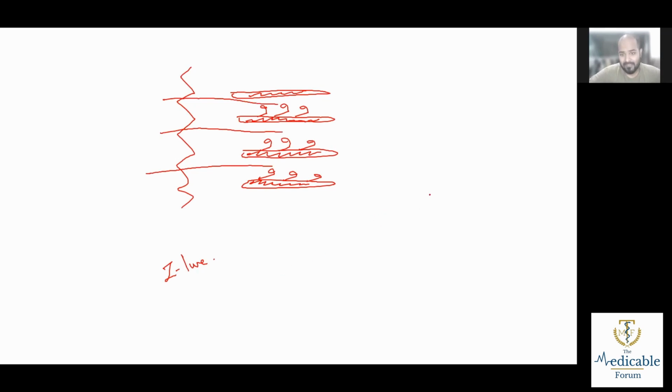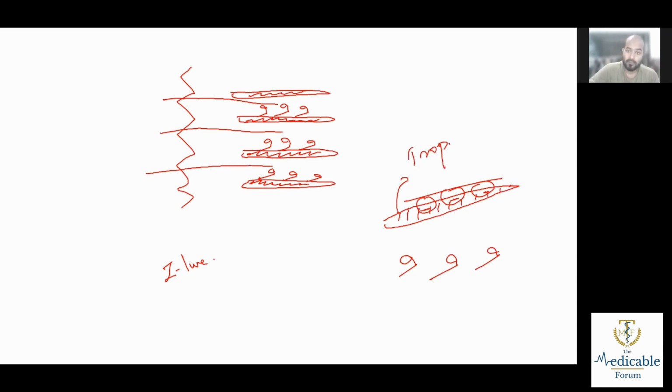Now, when you talk about actin, they have certain active sites which bind to the myosin heads. These are myosin heads, and they bind to actin. What happens here is that these sites are covered by a molecule called tropomyosin. Together with this tropomyosin, there are special complexes called the troponin complex.